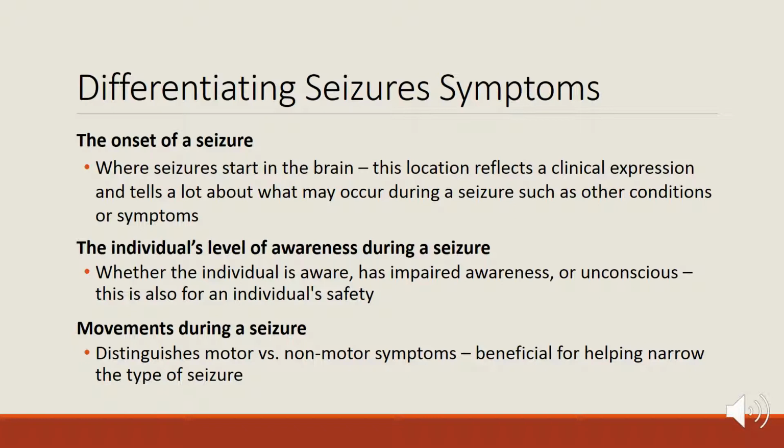The individual's level of awareness during a seizure. Is the individual aware? Do they have sort of an idea what's going on, or are they unconscious? This is also important for their safety. And last, movements during a seizure. This helps distinguish between motor and non-motor symptoms. This is especially helpful for narrowing down the type of seizures.